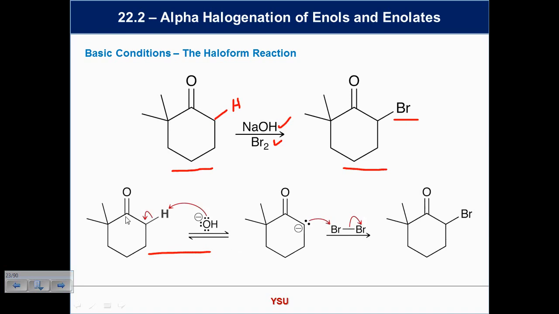So, yes, we can attack at the carbonyl because, of course, the OH is nucleophilic and the carbonyl is electrophilic, but that is a reversible system. And we're going to go somewhere that allows us to get rid of Br2. What was the problem with Br2? What do we like about Br2?